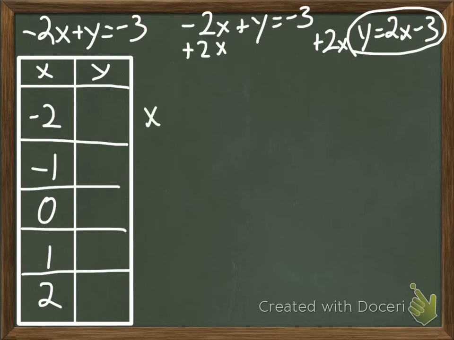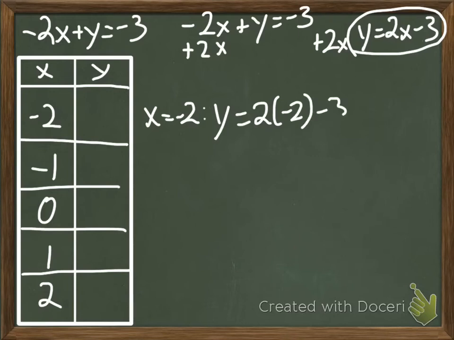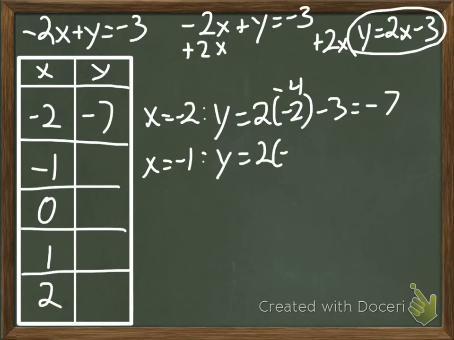So we're going to start with x equals negative 2. So we get y equals 2 times negative 2 minus 3. 2 times negative 2 is negative 4. Negative 4 minus 3 is negative 7. Plug in x equals negative 1. So we get y equals 2 times negative 1 minus 3. So that gives me negative 2 minus 3, which is negative 5.